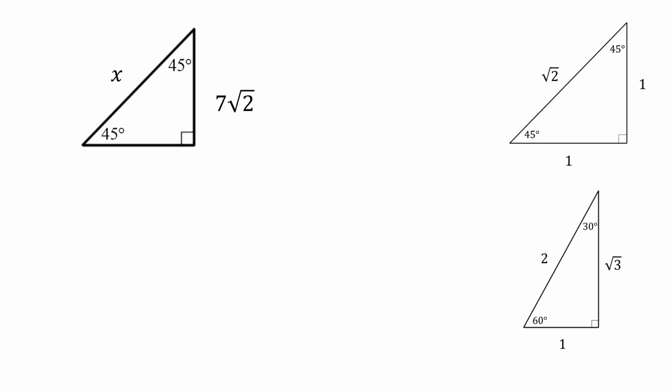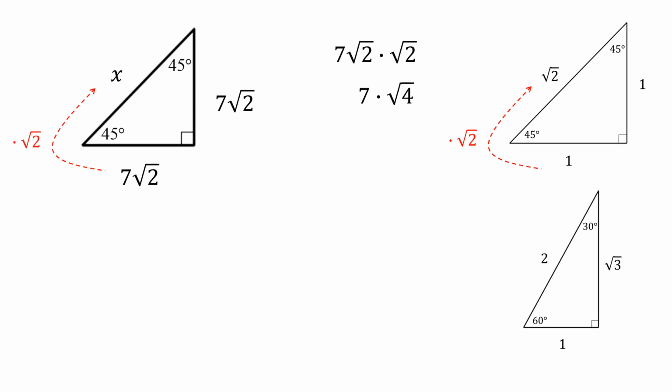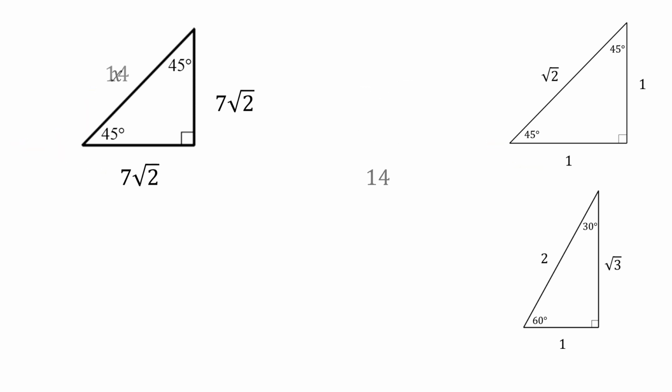Here's another example. Notice in a 45, 45, 90 triangle, the two legs are the same length. Also notice to get from here to here, we have to multiply by the square root of 2 and should therefore do the same thing here. Here's the algebra. Pause if you need detail. And now we know what x is.